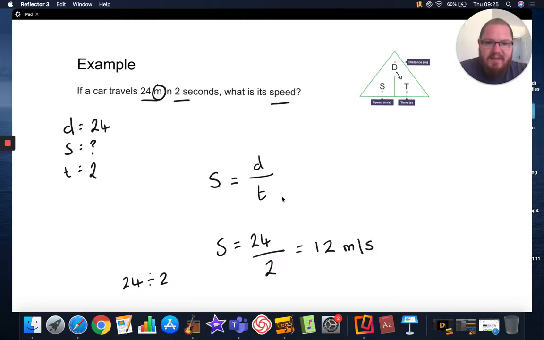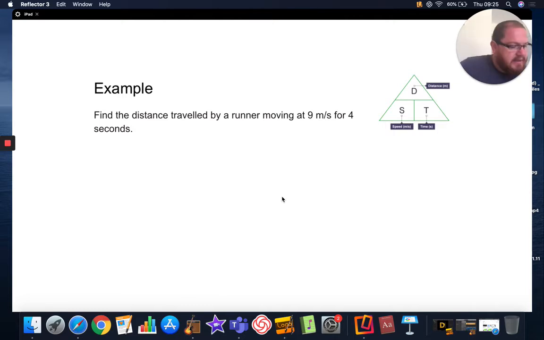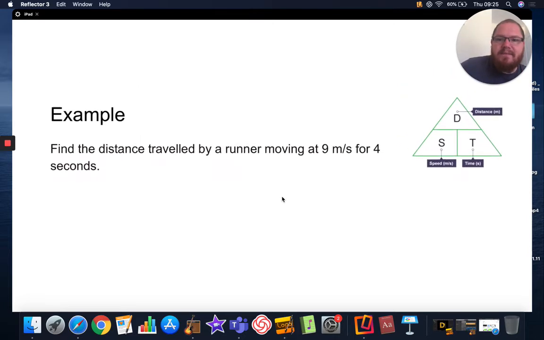There's a bit of a delay there from my laptop to my iPad, but still, we're looking good for the under 10 minutes mark here. I'm going to move on to my next example now. It says there, find the distance travelled by a runner moving at 9 meters per second for 4 seconds. So exactly the same as last time now. My distance, speed, time. What are these worth? What is my distance?